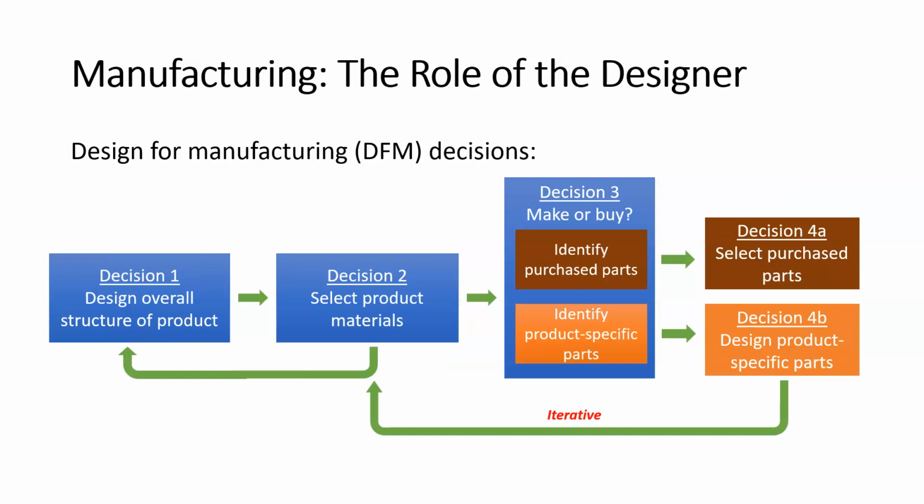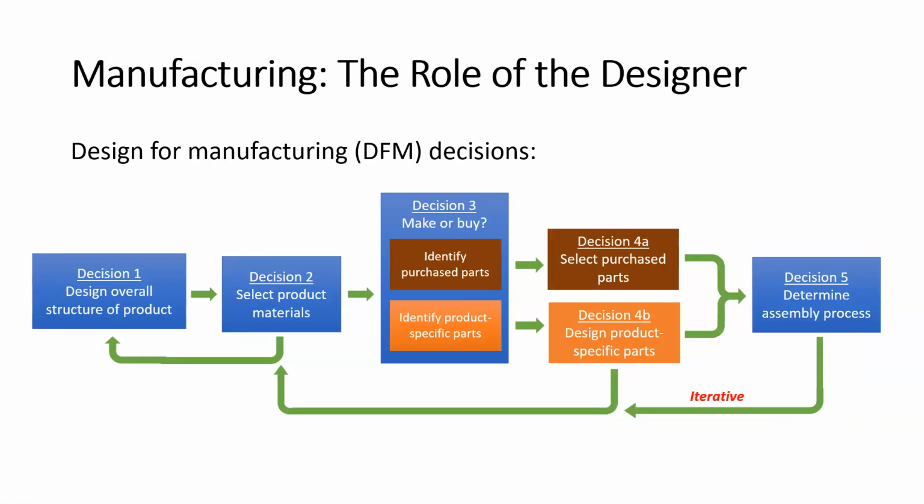Then we come into decision 4, which I've split out here. If we're looking at purchase parts, we need to select those purchase parts. And if we're looking at product-specific parts, i.e. parts that we design and we make, then we need to design those product-specific parts. And notice now we also have an iterative loop coming back into here because, once we're designing these product-specific parts, we need to understand and get a framework for the materials that we want to use for these new parts. Another iterative feature here, another feedback loop.